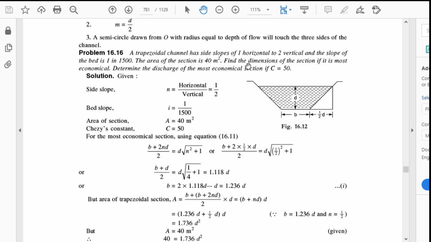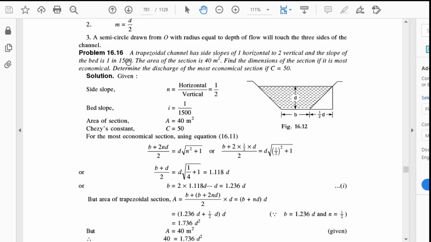Now I have already explained that there will be two slopes. First will be your bed slope and second will be your side slope. Here in this you have to take bed slope also and side slope also, because they have given both the slopes. Side slope is one horizontal to two vertical, and the slope of bed is 1 in 1500. That means your n is 1 by 2 and your bed slope, that is i, is 1 in 1500.